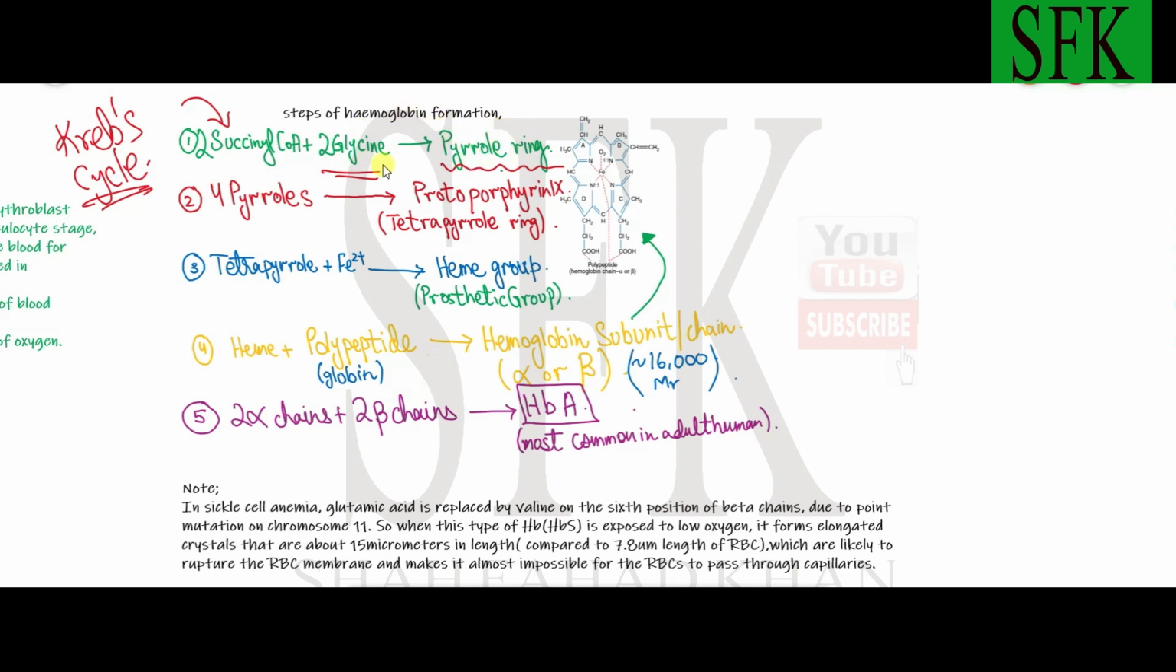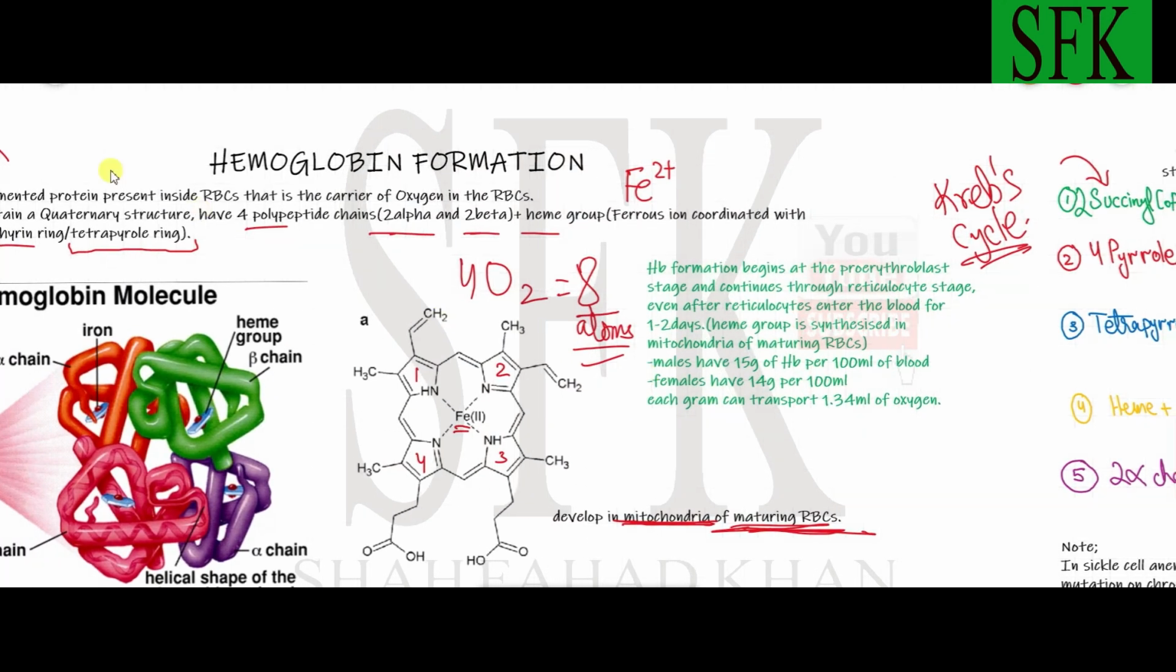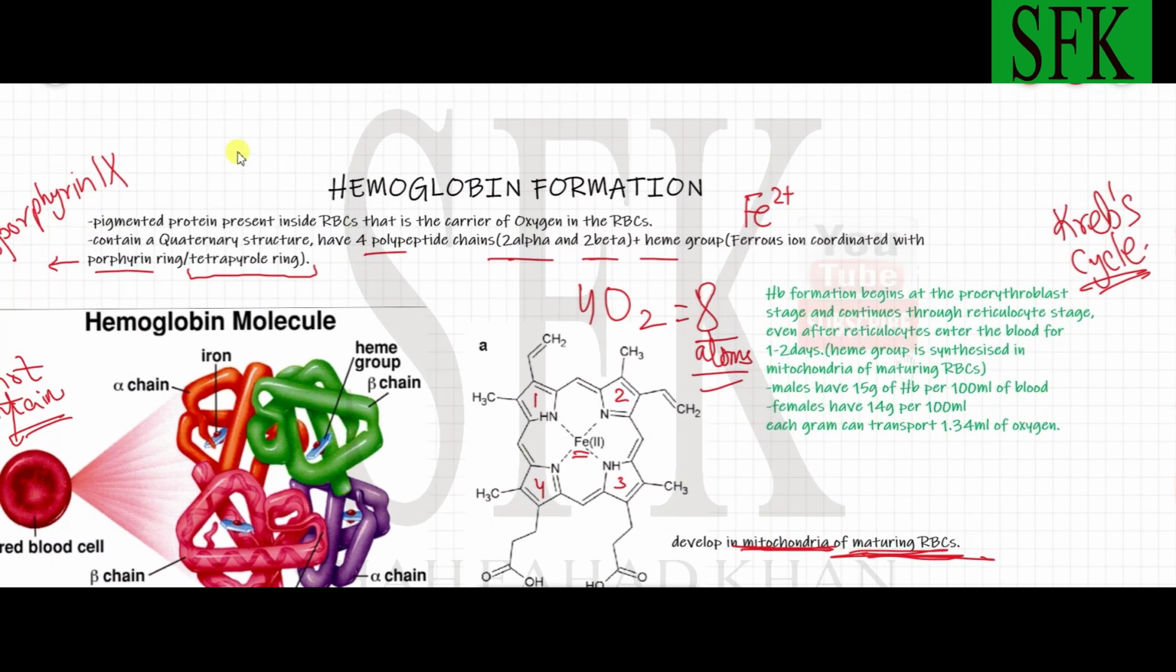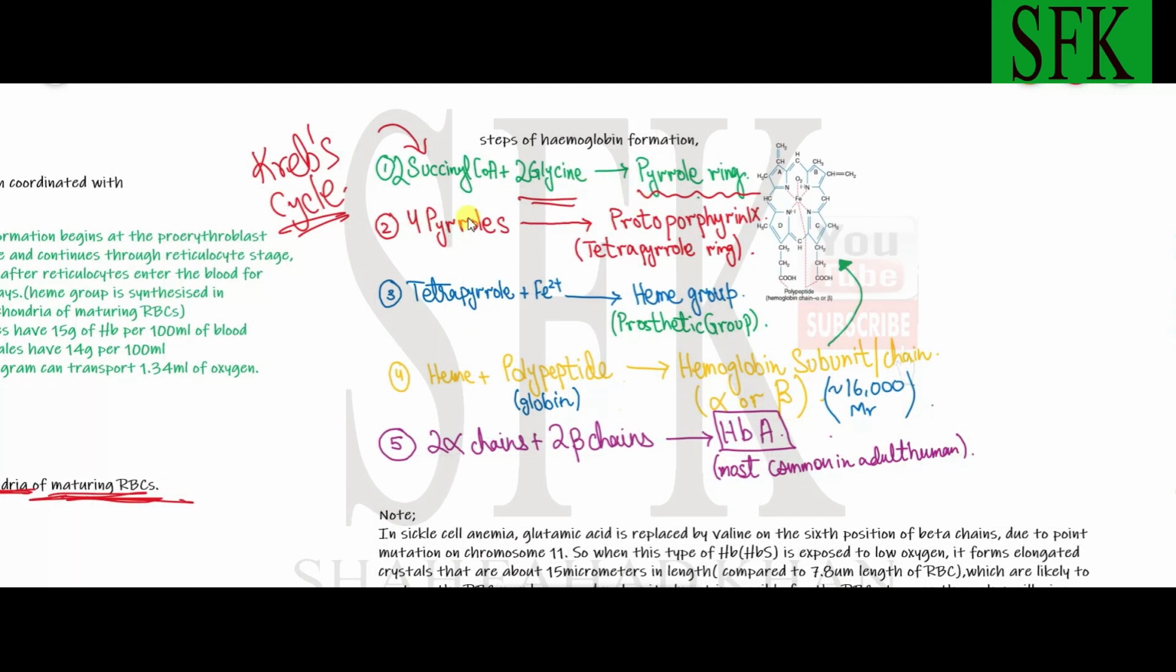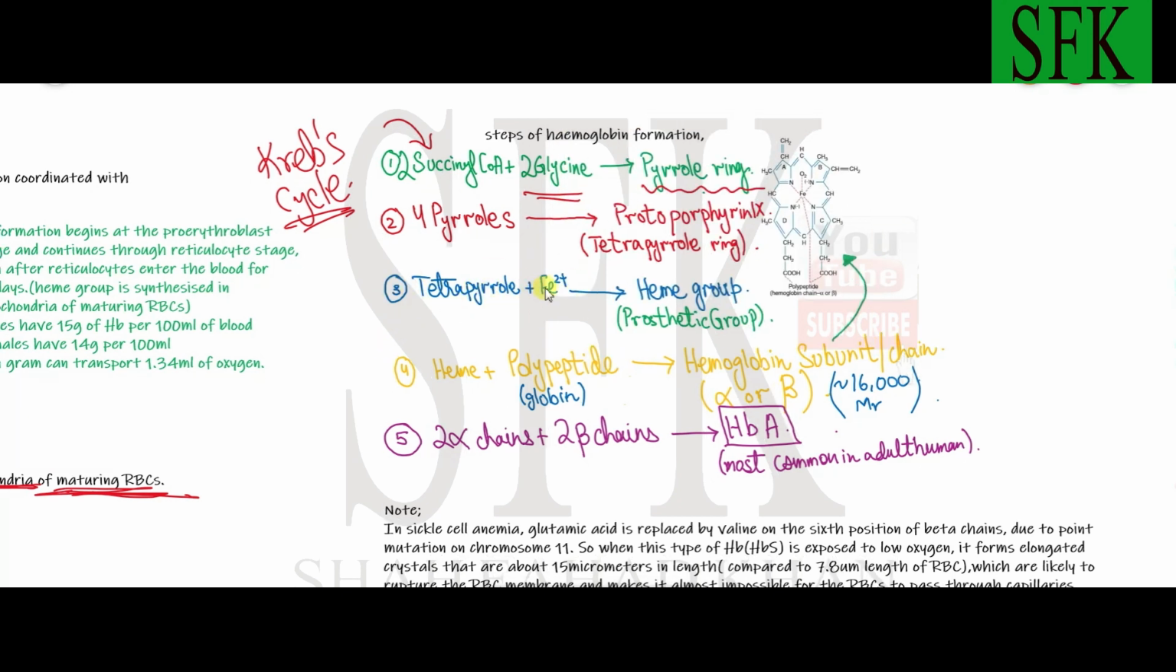Okay, then four pyrrole rings combine to form a tetrapyrrole ring structure, or the protoporphyrin ring, which is protoporphyrin 9, which I was talking about previously, protoporphyrin, right over here. I told you that the heme group contains a protoporphyrin ring, right? So for the heme group, this protoporphyrin ring is formed by a combination of four pyrrole rings. We'll look at this structure in a bit. Then this tetrapyrrole ring structure combines with a ferrous ion to form a heme group.